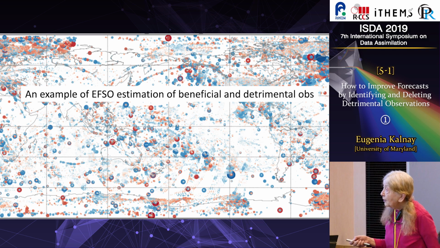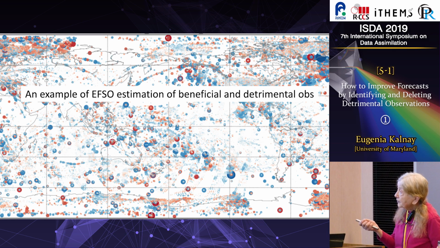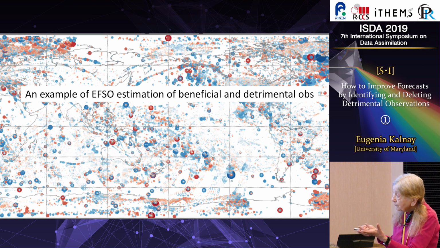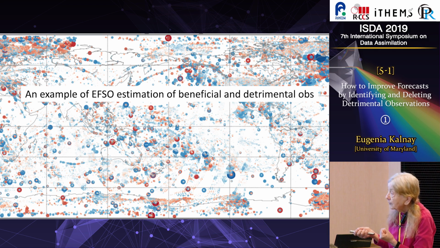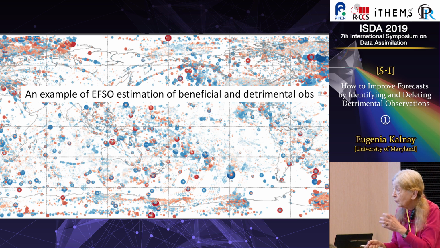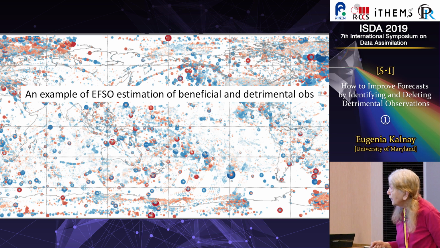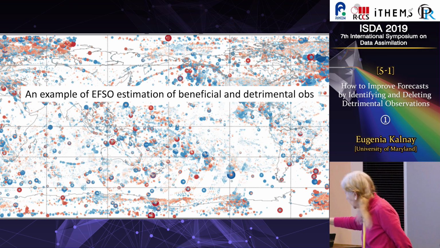So this is an example of the result of applying this EFSO estimation of beneficial and detrimental observations, and each observation is colored blue if it reduces the error, and it's colored red if it increases the error. So it's detrimental or beneficial, and the size is the impact of the reduction of the error, and I will discuss more later.